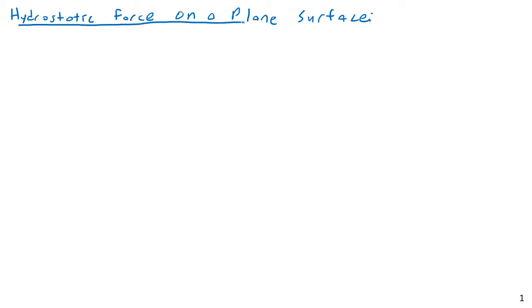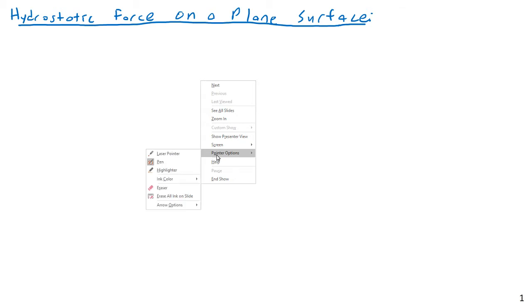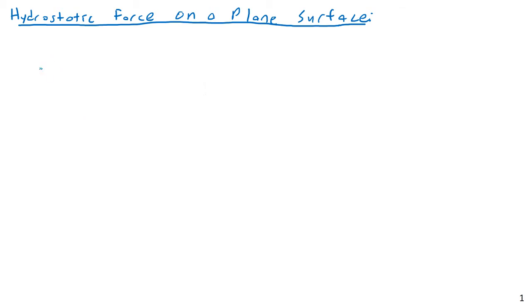I'm going to draw it like a potato, like I do when I'm teaching statics. So on a plane surface, the first thing I'm going to have is the free surface of the fluid. That would be my zero elevation here. This is all going to be done in terms of gauge pressure. So this is the free surface.